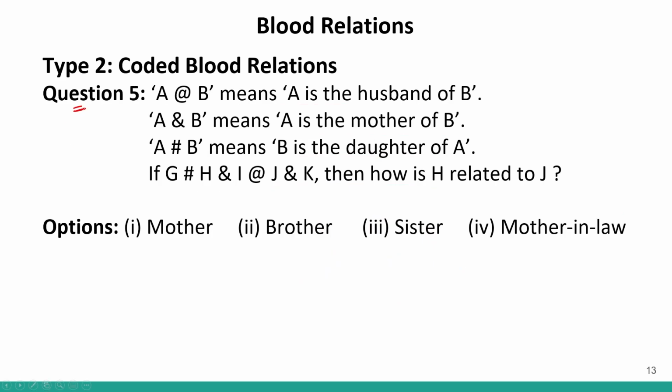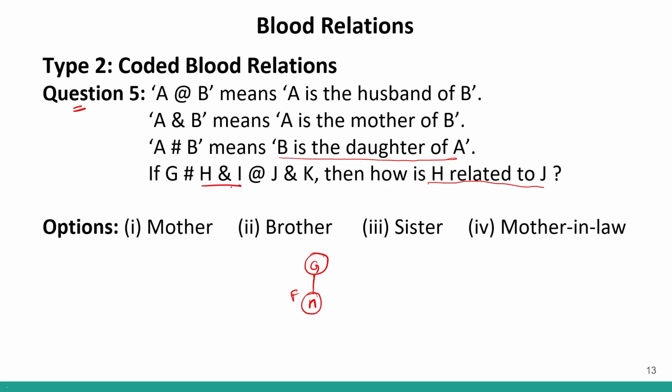Question number 5, again a set of codes are given to us. An expression is given to us and we have to answer this question. Now, G hashtag H means H is the daughter of G. So please pay attention. A hashtag B means B is the daughter of A, not A is the daughter of B. So tricks like these can help you in your examination. It is B is the daughter of A. So G hashtag H will mean H is the daughter of G. So H would be female, G's gender would be unknown.